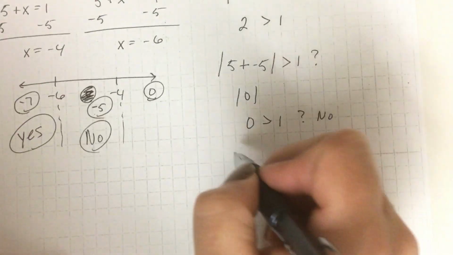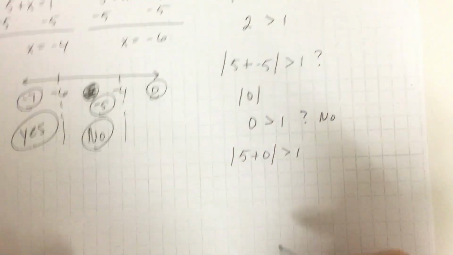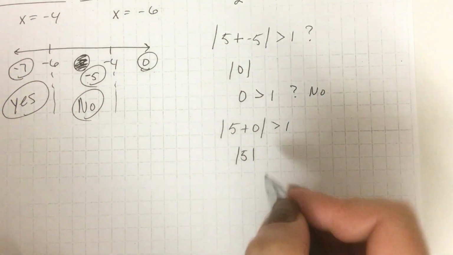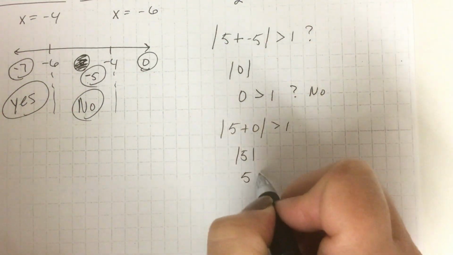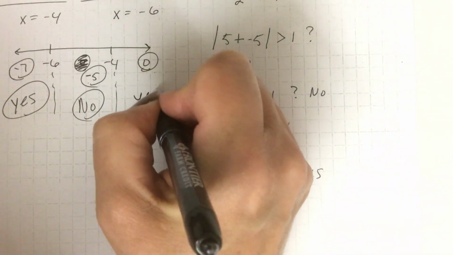Now I'm going to try 0. Absolute value of 5 plus 0 is greater than 1. Well, 5 plus 0 is 5, so I've got the absolute value of 5. Absolute value of 5 is regular 5, and that is greater than 1. So my answer is yes.